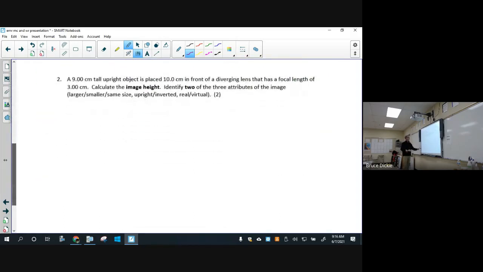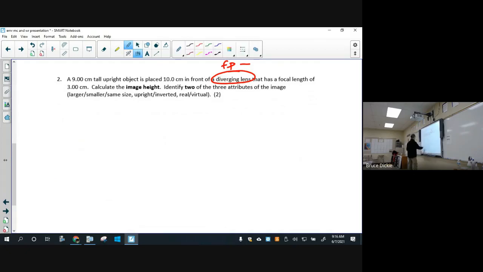Number 2, a 9 centimeter tall upright object is placed 10 centimeters in front of a diverging lens. Diverging lens, that tells me the focal length is negative. Watch that, right? We always circle that so that we don't forget those negatives and positives. What's the image height? Identify 2 of the 3 attributes once again.